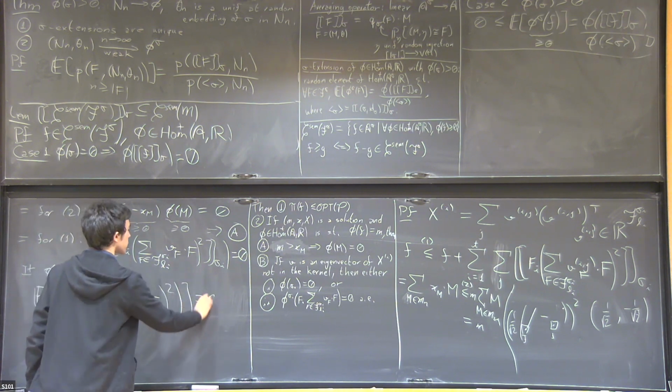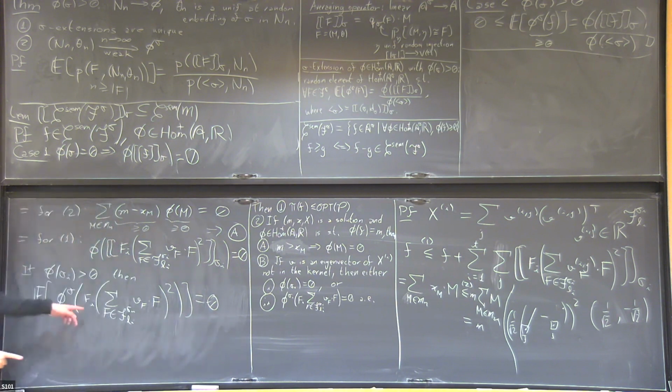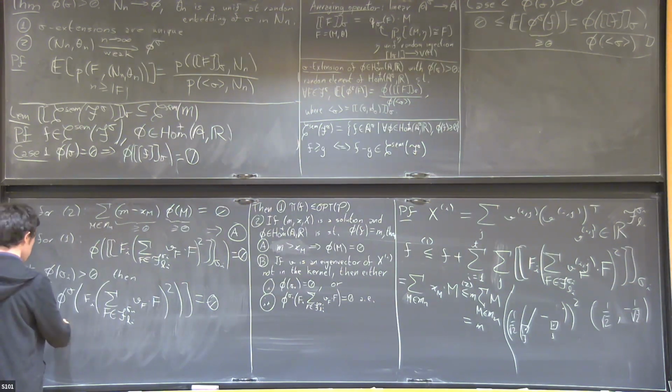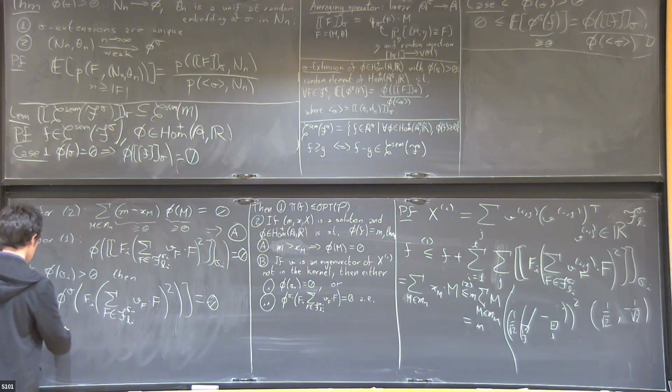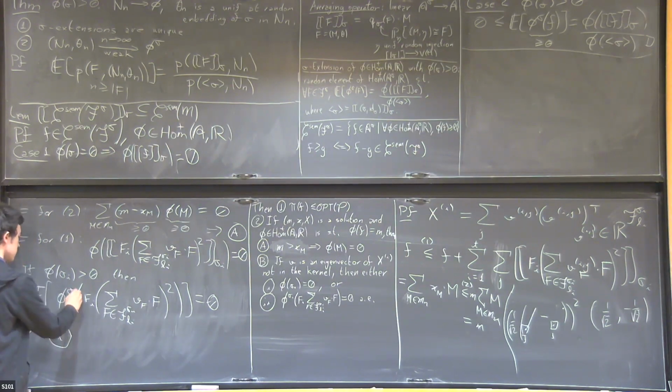And at this point we are done because this is a random variable that is non-negative. So the only way that the expected value is 0 is if the random variable is itself 0 almost everywhere. And then you can, of course, throw away the square, right? So this implies that phi sigma. I'm just going to write implies item 2. Okay. Any questions about this?